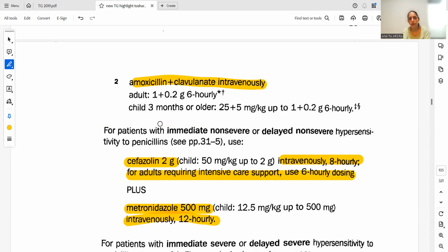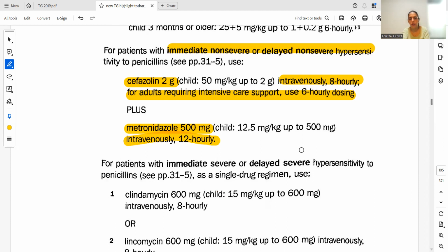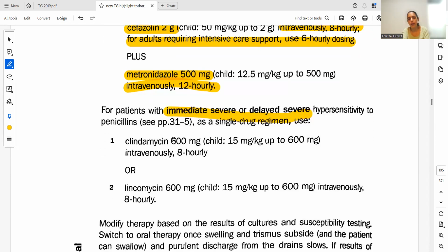So this is non-severe delayed hypersensitivity to penicillins. We are using cefazolin and metronidazole combination. And for immediate severe or delayed severe hypersensitivity, you are using clindamycin 600 milligram IV 8 hourly or lincomycin 600 milligram IV 8 hourly.